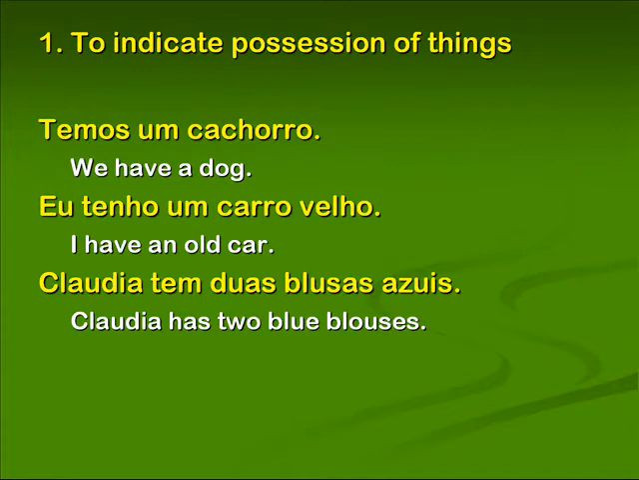All right, now let's go ahead and talk about some of the most common uses of the verb ter in Brazilian Portuguese. First of all, and very similar to a major use of the verb to have in English, we're going to use ter to indicate possession of things, possession of objects, okay? So for example, I can say, temos cachorro, we have a dog. Okay? Or eu tenho carro velho. Or Cláudia tem duas blusas azuis.